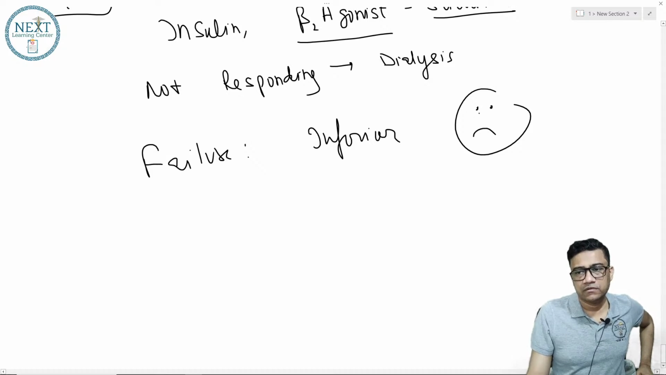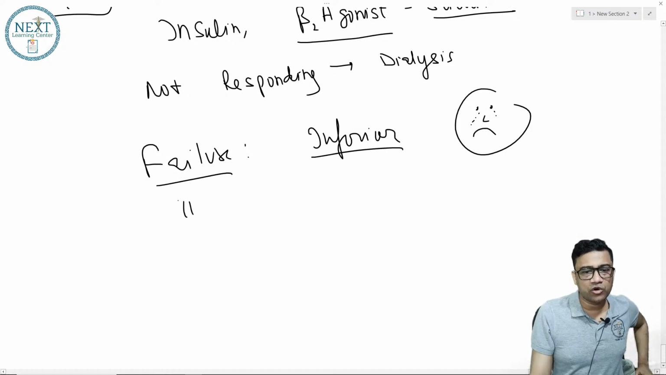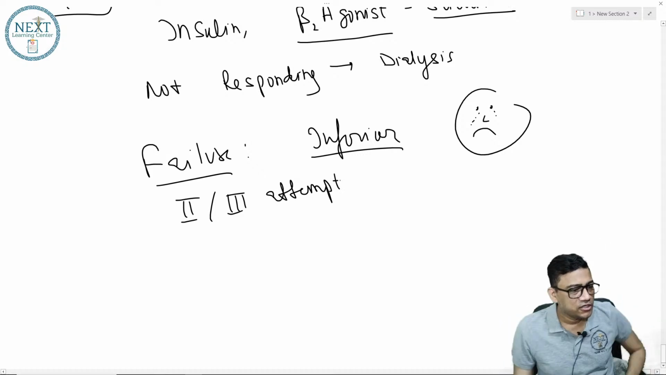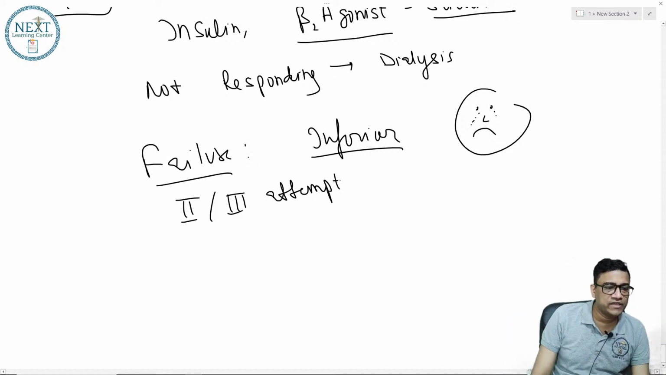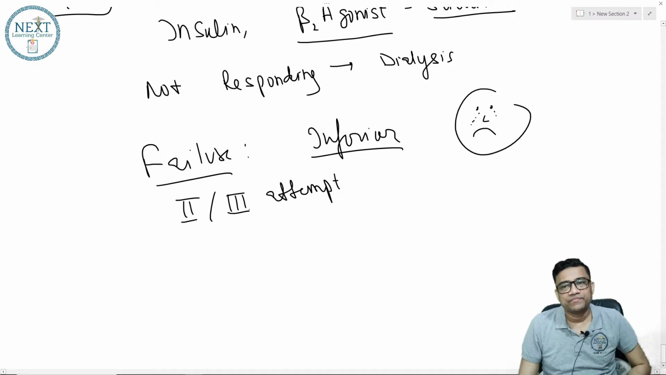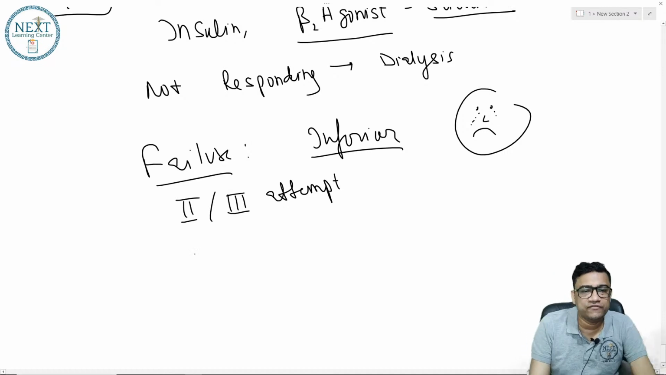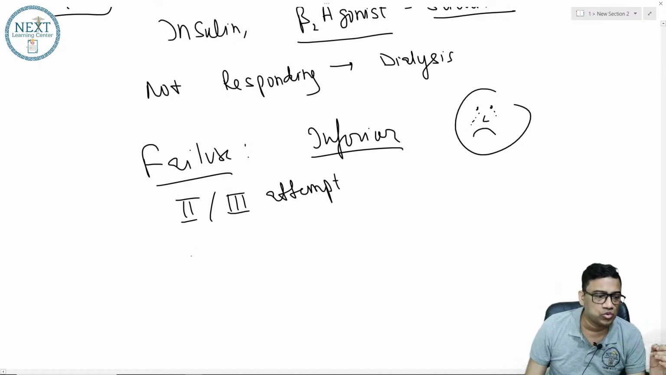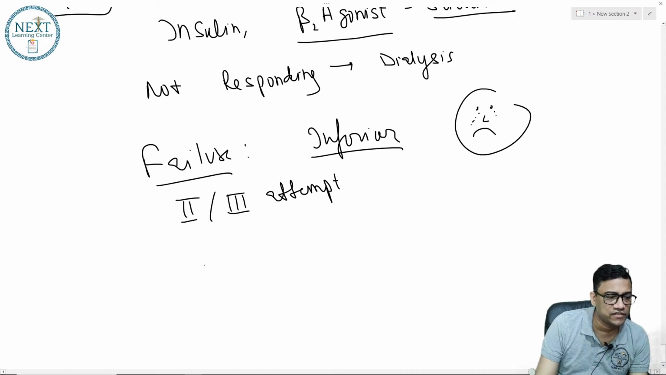सही है? Even crying. ठीक है? He failed. Okay. And now he will give second or third attempt. So which attempt? Second or third. ठीक है? So if someone fails, they will give second or third attempt in this case. सही है? तो याद कर लो. What is inferior leads? They are 2, 3 and AVF. So 2, 3, AVF are inferior. ठीक है?